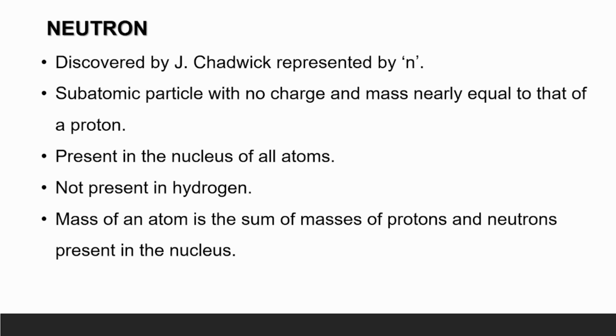So, we have studied about electrons and protons, isn't it? Subatomic particles are electrons and protons. Subatomic particles means the particles that are present inside an atom. Electrons are present revolving around the nucleus, and protons are present inside the nucleus, is what we studied. The third subatomic particle that we will study today is the neutron. Neutron was discovered by the scientist Chadwick, and we will represent neutron by n.